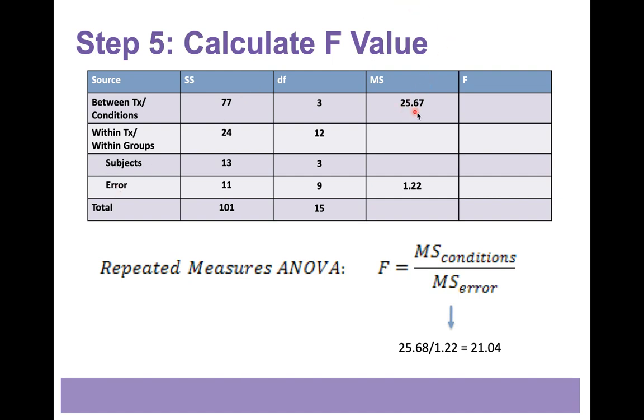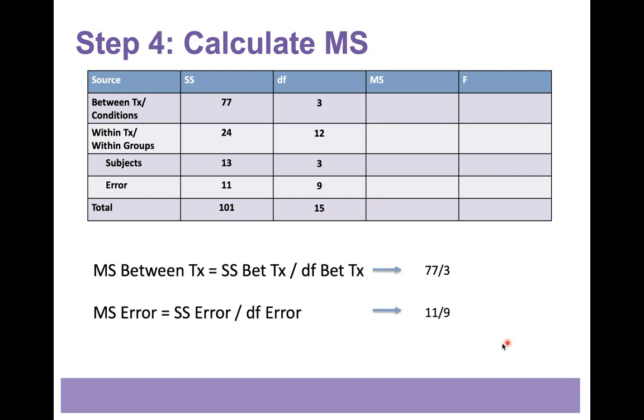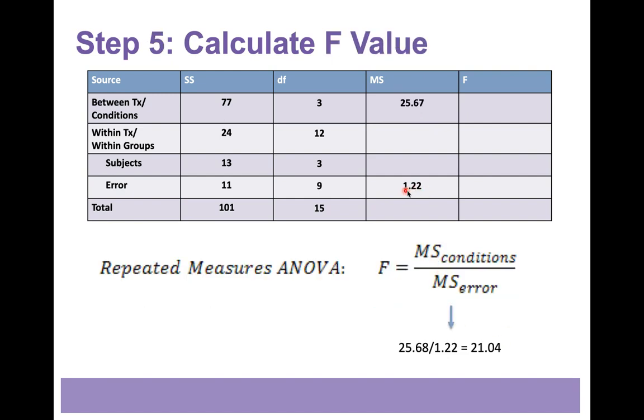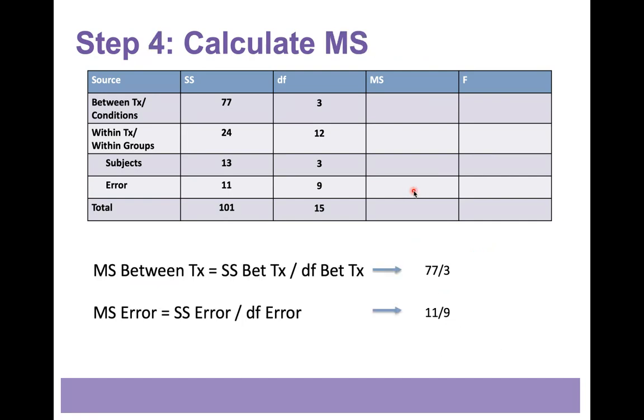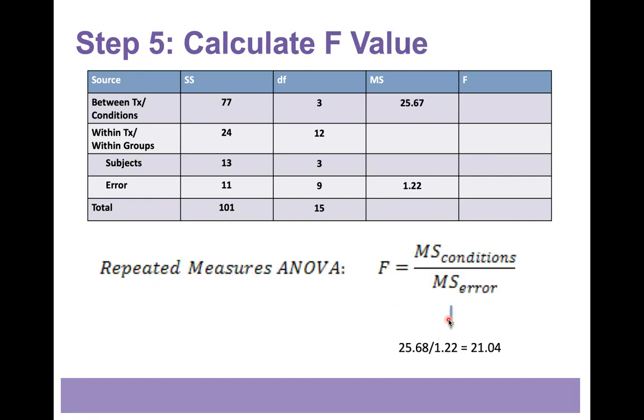So our mean squared for treatment conditions is 25.67. It's 77 divided by 3. And our mean squared for error is 1.22. 11 divided by 9. And so then we're one step away from our F value. Our F is the mean squared of conditions divided by the mean squared of the error.